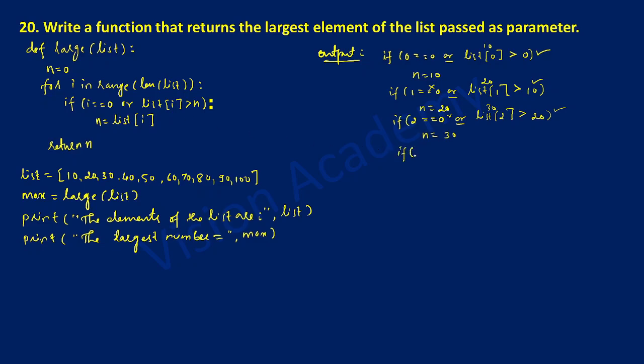Now we'll check out the condition. Now the value of i is 3. Whether 3 is equal to 0? No, the condition is false. Next, the or operator.